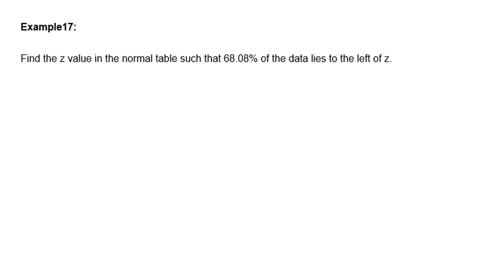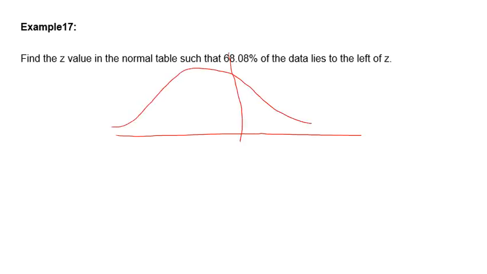If you remember, the normal table that we work with basically tells us the probability of being below a particular number, right? So the table tells us what this number is. Well, we want this number to be 0.6808. In other words, we're working backwards. We're looking at all the probabilities, and we hope we find this number here or the nearest number to it.